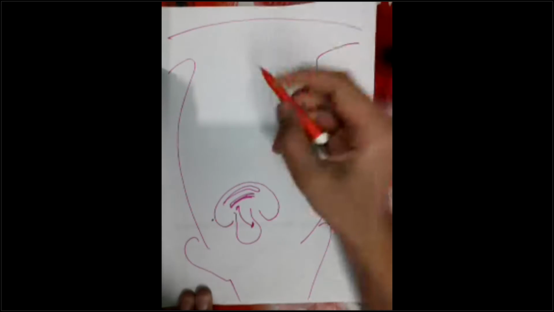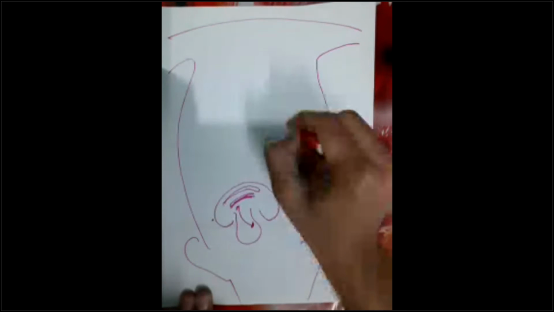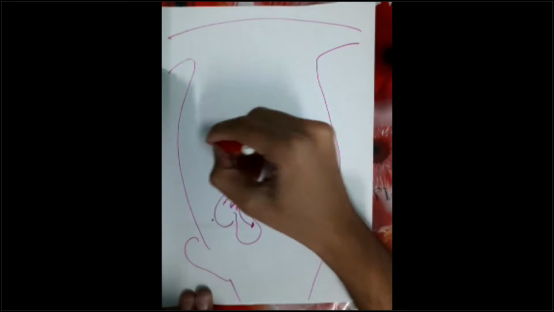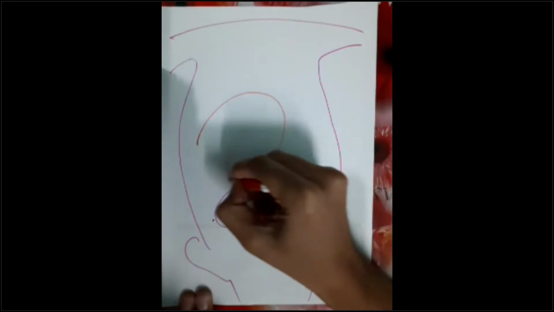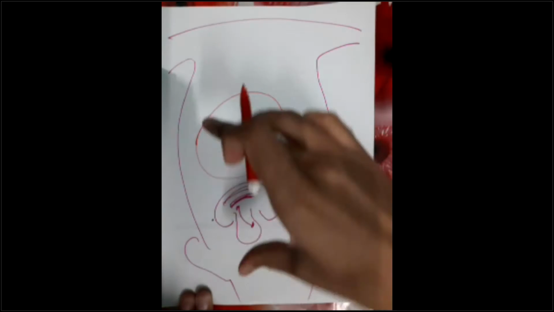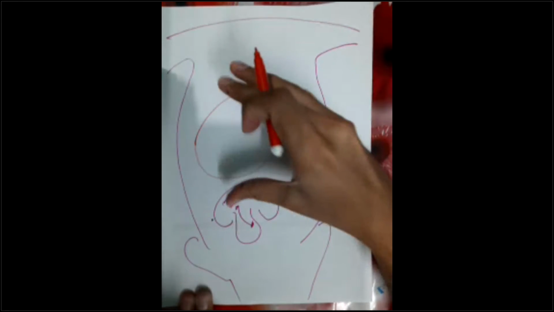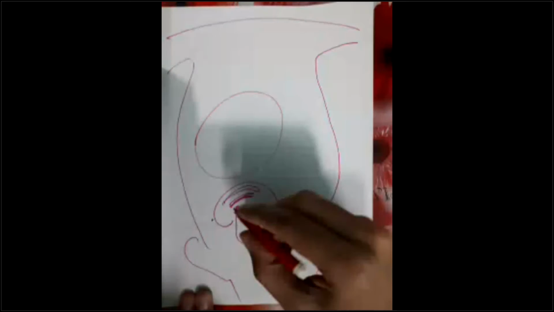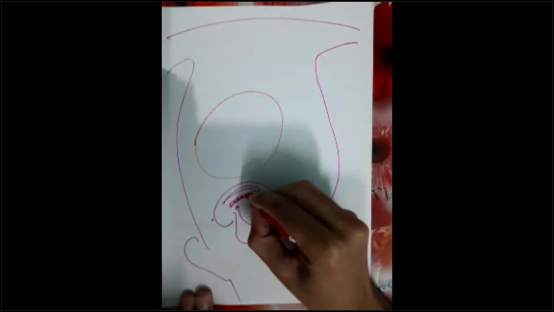Now what will we do? This is the gonad. Sorry, this is the ovary, the ovary of the baby. We are not drawing the entire baby, just the ovary of that baby. Why am I drawing the ovary of that baby? To show what is happening inside the ovary of the baby, inside the uterus of the mother.